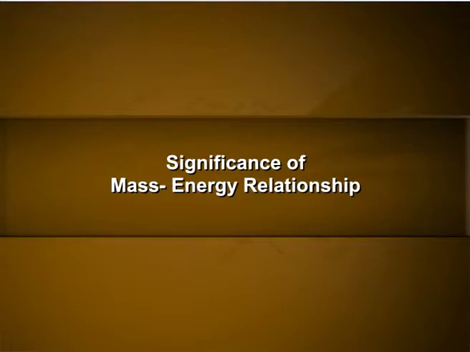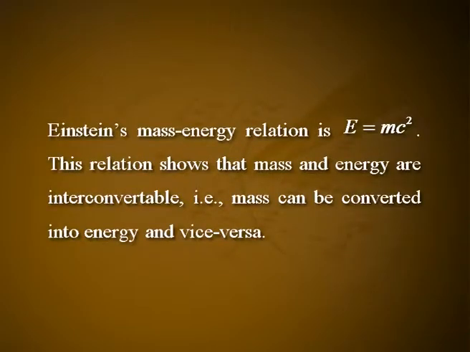Significance of mass energy relationship. Einstein's mass energy relation is E = mc². This relation shows that mass and energy are interconvertible, that is, mass can be converted into energy and vice versa. This equation shows that the separate principles of conservation of mass and energy are actually a single principle of mass energy conservation. The relationship also shows that the annihilation of even a small amount of mass yields a large amount of energy.